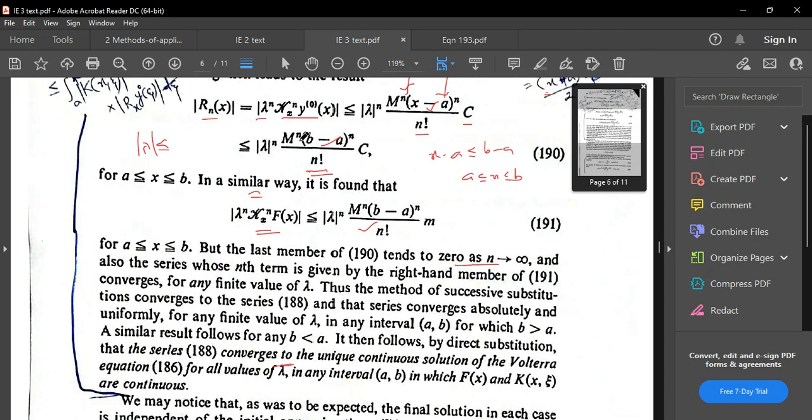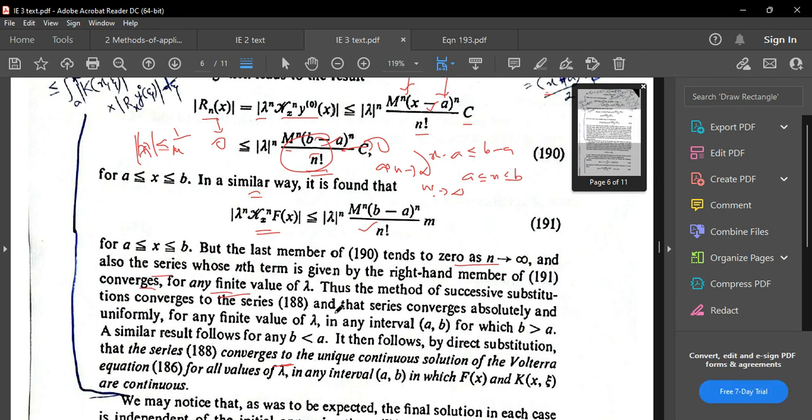So here the difference is that we have the n factorial in the denominator. So as n tends to infinity, this whole factor will tend to 0. So Rn of x will tend to 0. There is no need for any condition on mod lambda as we have seen in the previous case. In the previous case, mod lambda was less than or equal to 1 by m into something, b minus a. But here it is not needed because the denominator contains n factorial. So as n tends to infinity, n factorial goes to infinity, so 1 by n factorial goes to 0. So there is no condition on lambda. For any finite value the series converges.